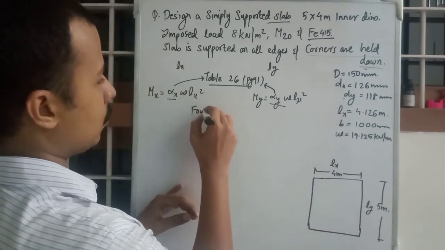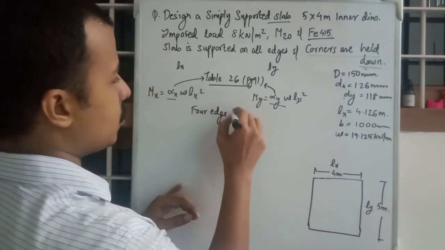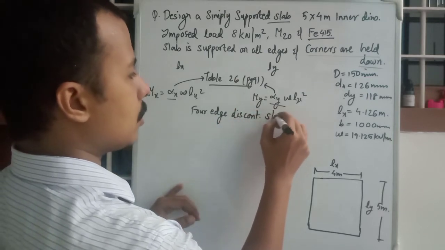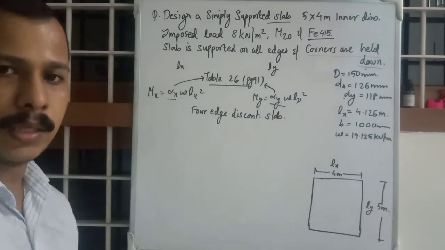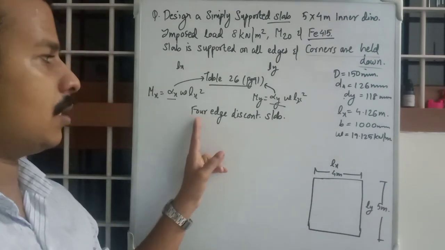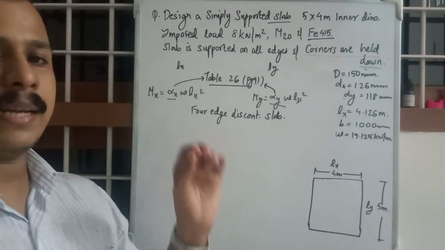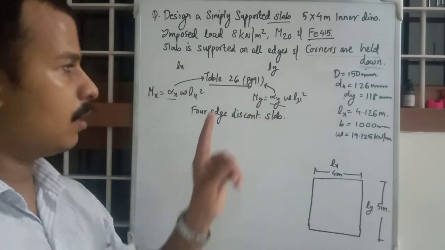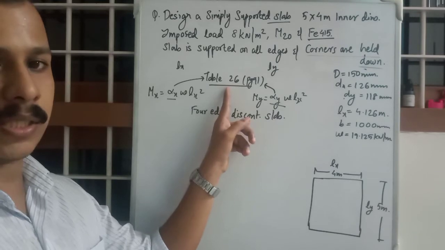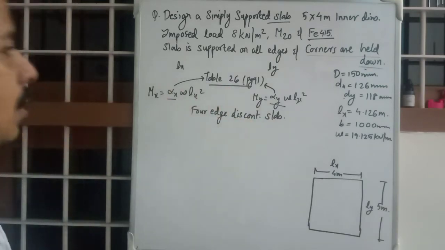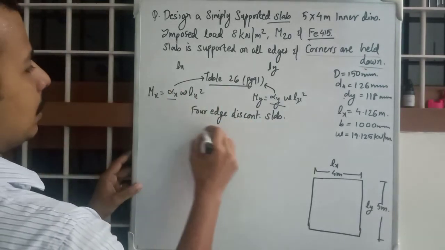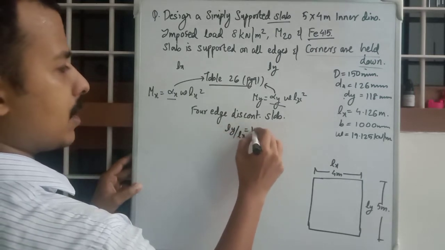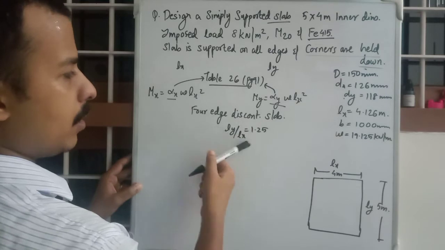Okay, so as we said earlier, as there are no other slabs around it, it is a 4 edge discontinuous slab. So we will be taking values from the bottommost row, that is the 9th one from Table 26. Okay, so you will get values with respect to the Ly by Lx ratio, that is 1.25, 5 by 4.